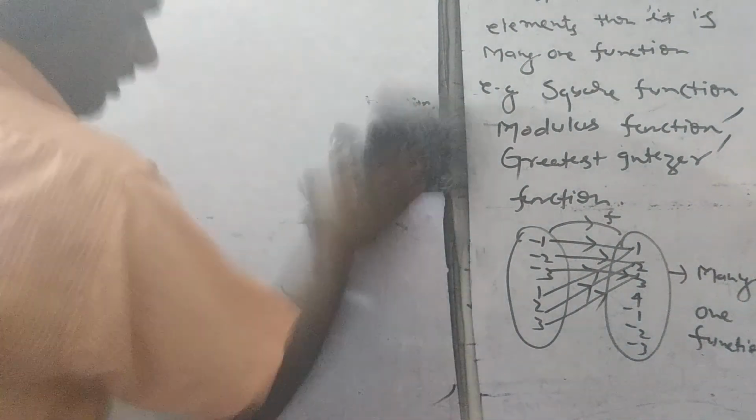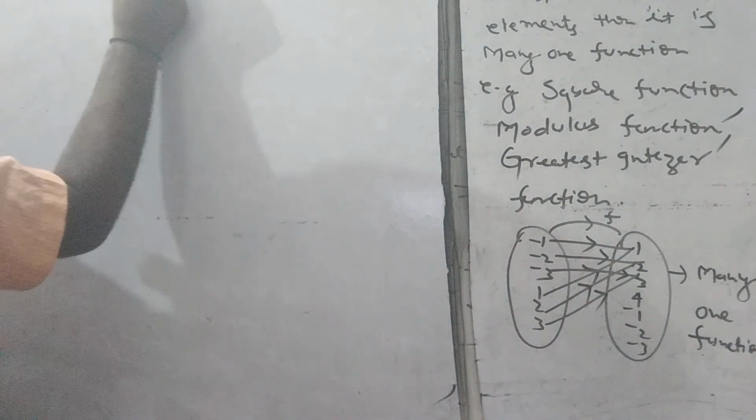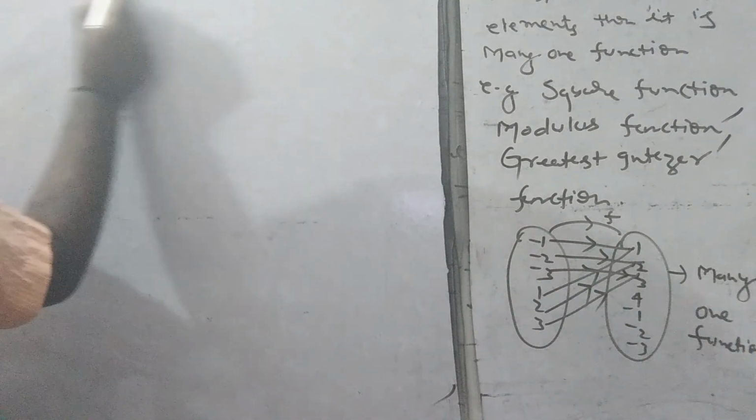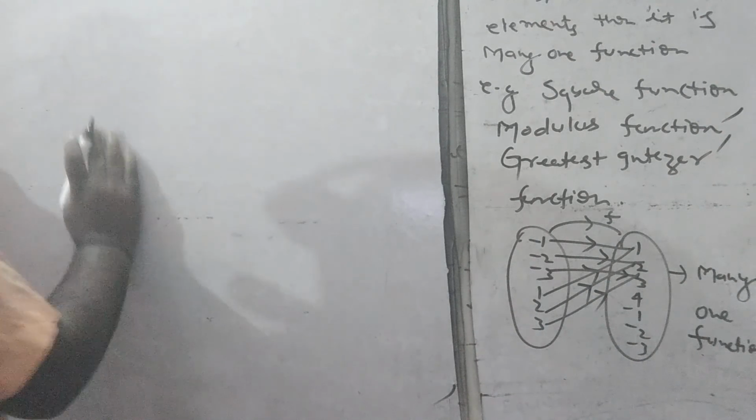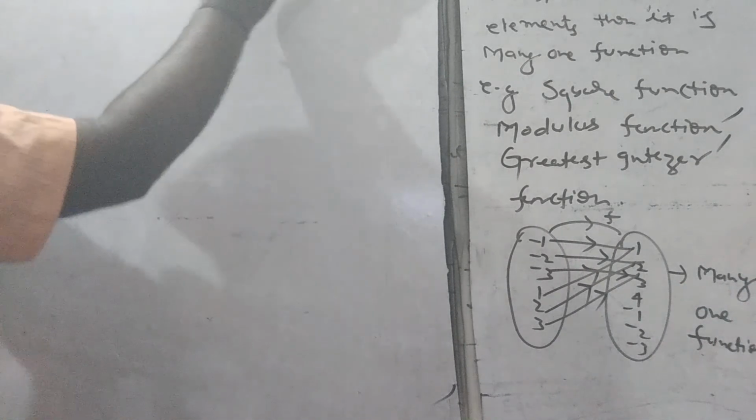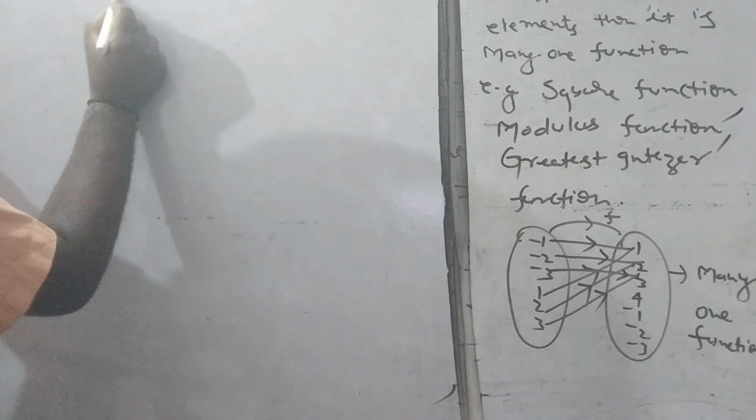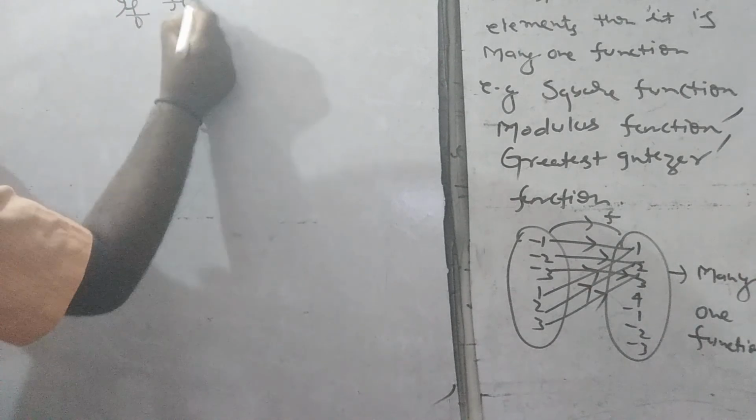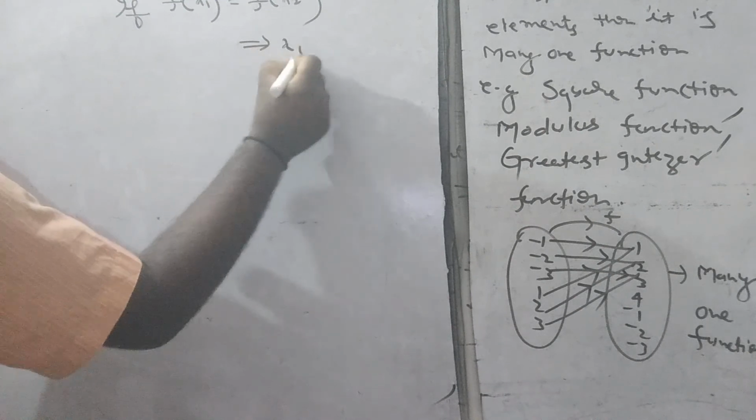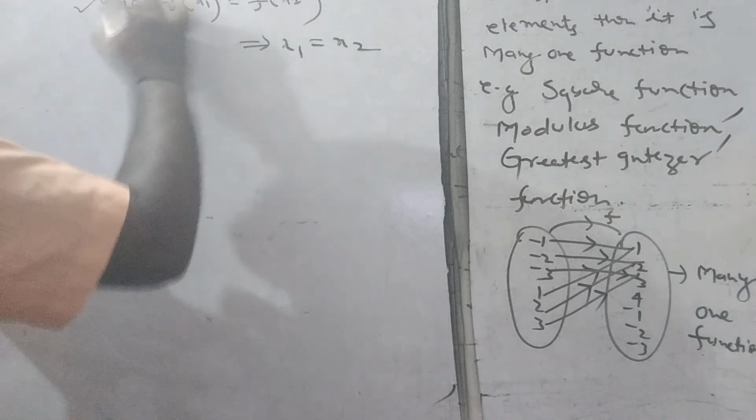After many one function, we can come to one one function. So what is one one function? As the name suggests itself, one correspondence. So the mathematical definition is important here from the question solving point of view. If f(x1) is equal to f(x2), this implies x1 is equal to x2. This is the definition of one one function.